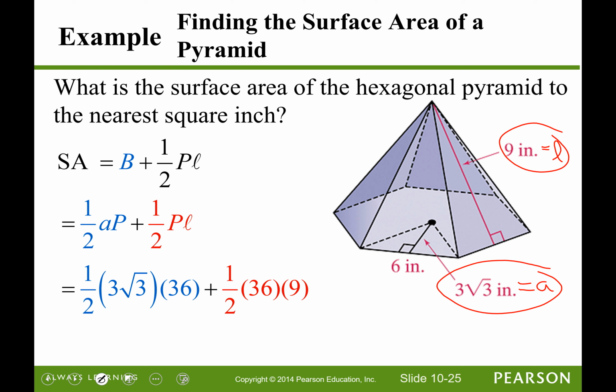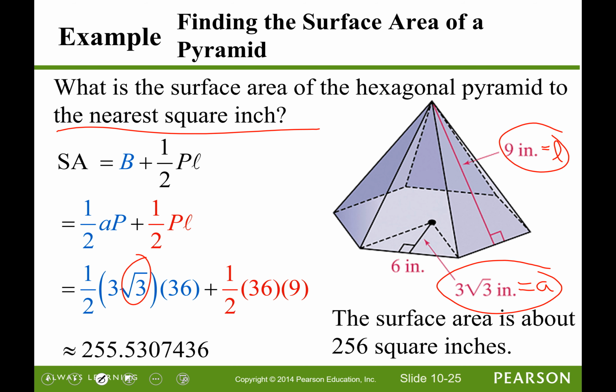All right, now we just need to be careful with our simplifying, follow the order of operations, and be careful with your radical 3. Don't treat it like a regular 3, the integer 3, it's a radical 3. And if we type that in carefully, we were asked to approximate to the nearest square inches. So you can just type it in your calculator left to right, and we should get approximately 255.5307436. And we're going to round that now to approximately 256 square inches.